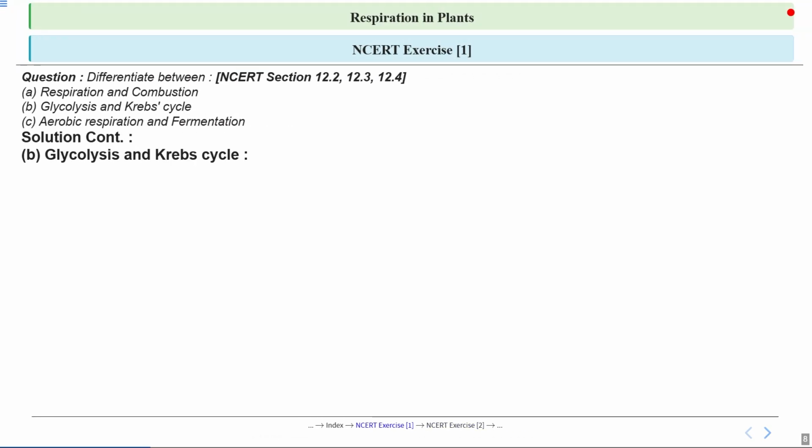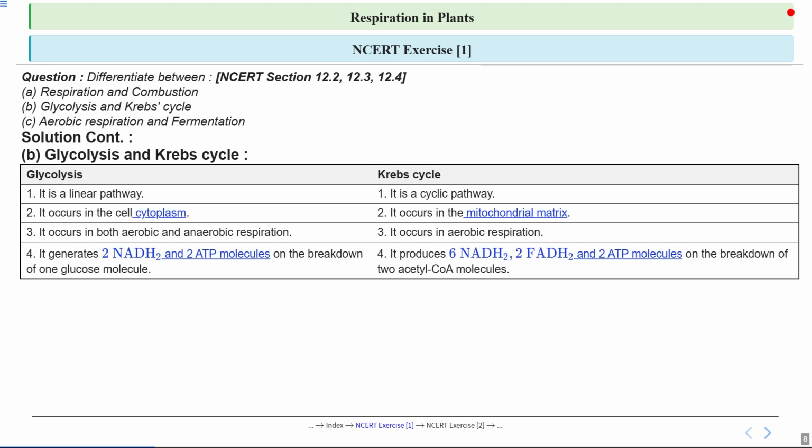Next, we will differentiate between glycolysis and Krebs cycle. If we talk about glycolysis, it is a linear pathway. That is, it's a process where there is incomplete oxidation of glucose. So it starts with glucose and the end product is pyruvic acid, and it is a linear pathway. Whereas Krebs cycle is a cyclic pathway.